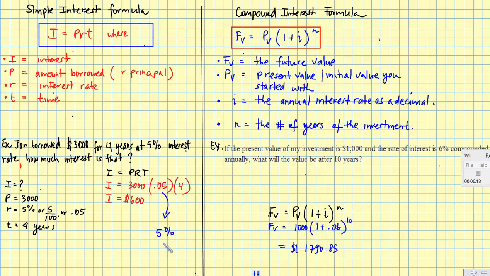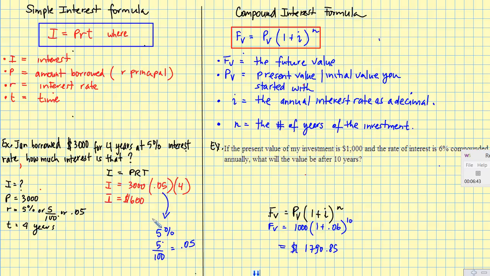But 5%, when we write that as a fraction, will go to 5 over 100. And 5 over 100 is nothing more than 0.05. So we rewrite it as a decimal so that we get 5% being equal to 0.05. And that gets multiplied by the number of years that you're going to be borrowing the money for, which is 4 years. And when I multiply all that out, I get the interest is equal to 600.